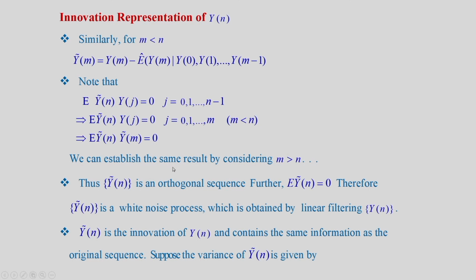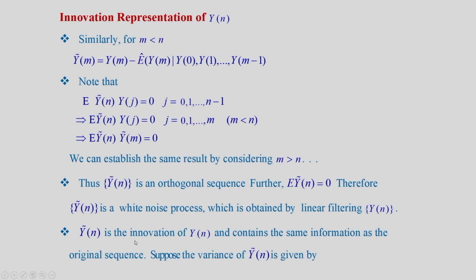We can establish the same result by considering m greater than n also. Thus, y tilde n is an orthogonal sequence. Furthermore, E of y tilde n is equal to 0, because all signals we are considering are zero mean only. Therefore, this y tilde n process is a white noise process which is obtained by linear filtering of yn, because the generation mechanism is through linear prediction.